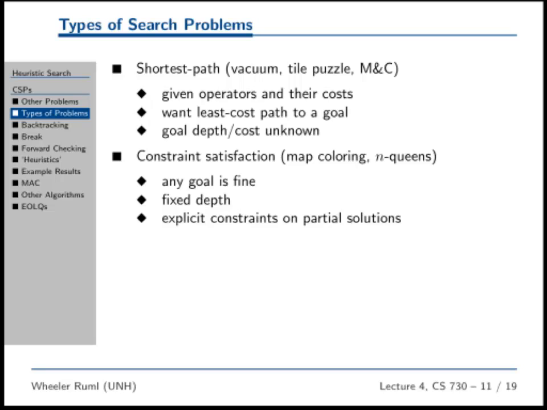If it's a satisfaction problem, it doesn't matter as long as you satisfy all the constraints, life is good. So you have this very binary objective: it either satisfies them all or doesn't. Whereas in shortest path problems, you're optimizing. You have a whole bunch of different plans, and you want to find the very cheapest one. It's not just a question of finding a plan that gets to the goal, you usually want to find the least cost one. Usually the goal depth is unknown.